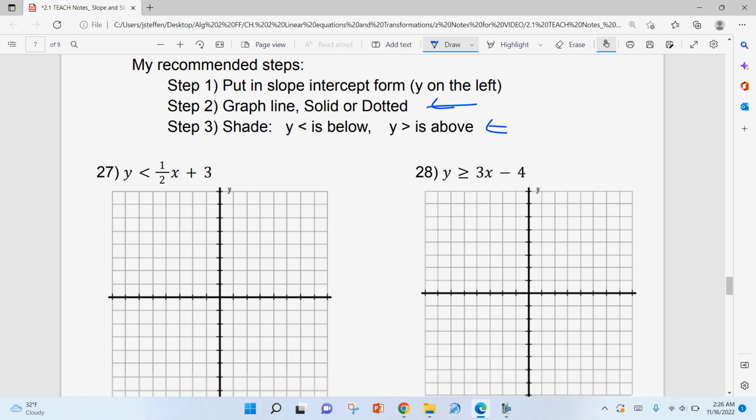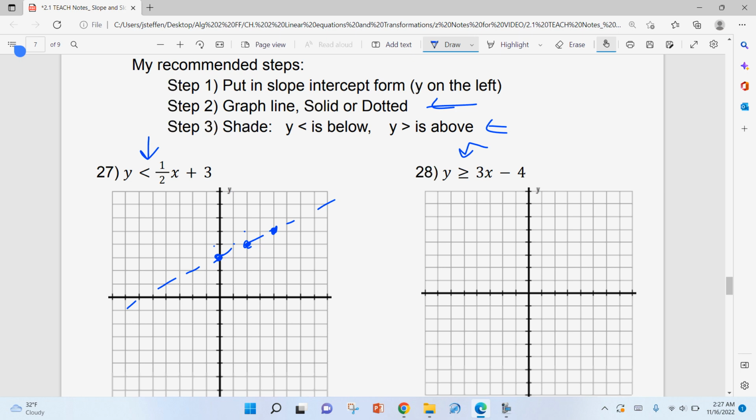So, step 1, put it in slope-intercept form. Make sure your y is on the left. That's going to help. These first two are already like that. Then graph the line. So we have up 3, then up 1 over 2, up 1 over 2. I usually do 2 extra points. I usually end up with 3 total. And then make sure you remember if it's solid or dotted. Remember, if it doesn't have the equal to line in it, it's dotted. If it does have the equal to sign, like 28, then it's solid.